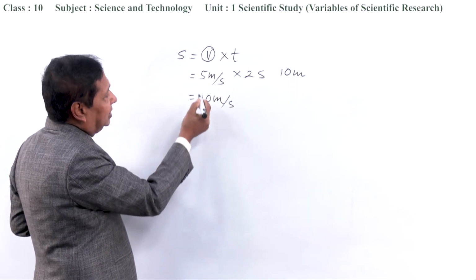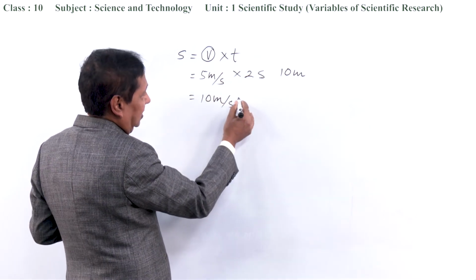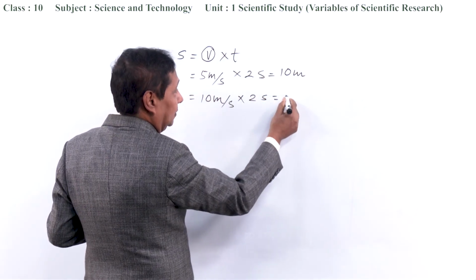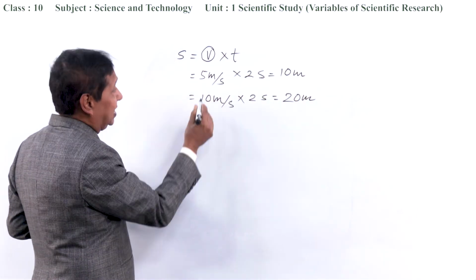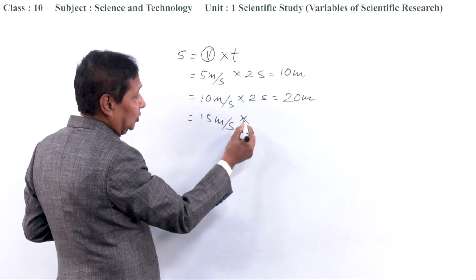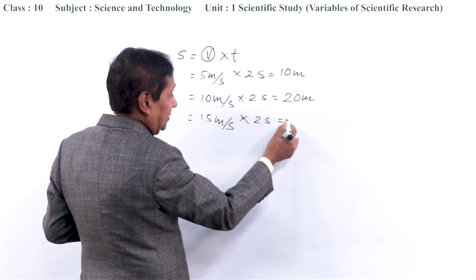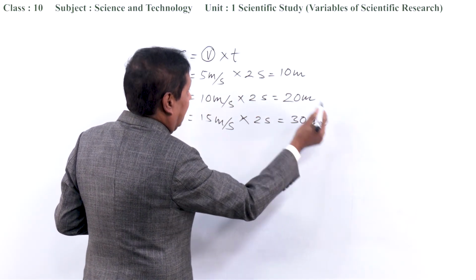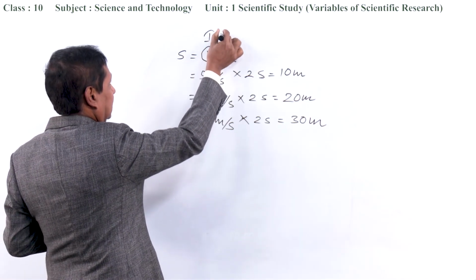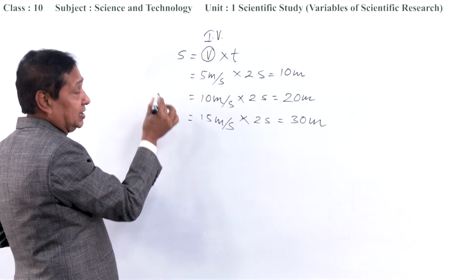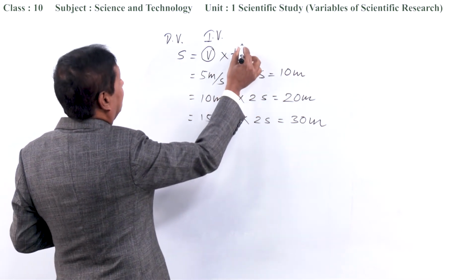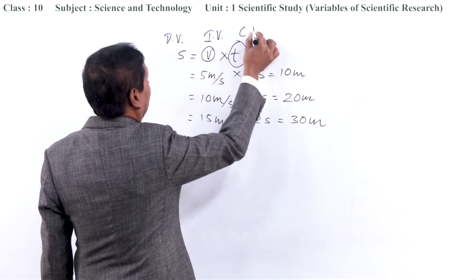If its value is increased to 10 meters per second, then within the same time period, 2 seconds, it will cover 20 meters of distance. If the value is again increased to 15 meters per second, then within the same time period of 2 seconds, it will cover more distance. What does it mean? Here V is the independent variable, and S, displacement, is the dependent variable, and we have taken the same time, this is the controlled variable, isn't it?